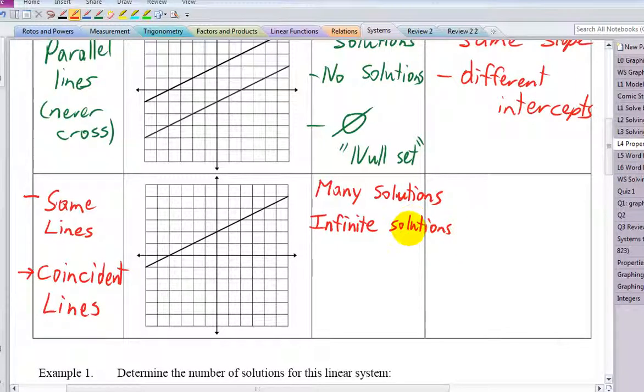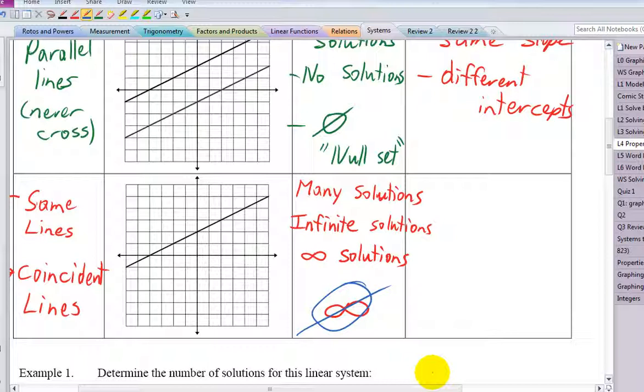And sometimes we use the infinity symbol. Please write infinite solutions, because the answer infinity is not correct. Infinity is a number or an idea, and that's not the answer. The answer is infinite solutions. So be careful with that. There's a bit of a difference there.